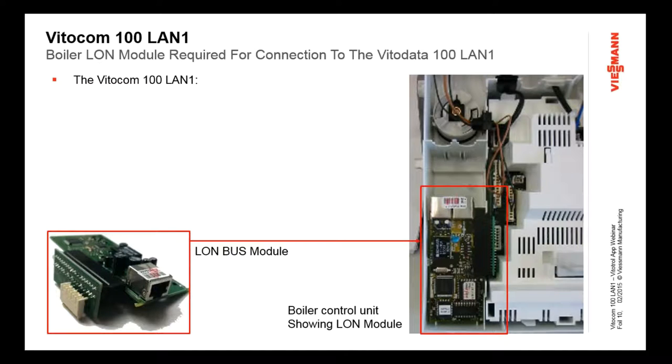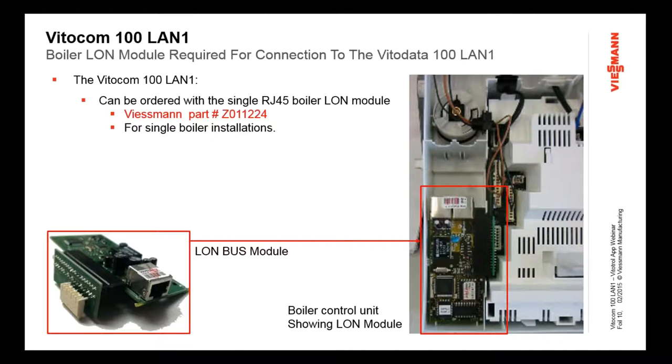So you can have a choice here. If it's a single boiler and you just want to hook up the Vitocom 100 to it, you need a LAN card. So you can order the Vitocom 100 LAN 1 device with a LAN card. This LAN card then looks like this one here. It has a single port on it, and it just has the one wire to connect from there to the boiler.